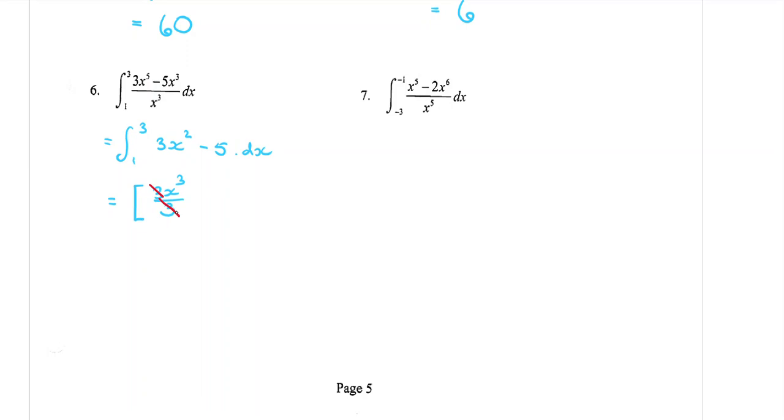Yeah. Okay. Then the minus 5, I need to add next to that. So minus 5x, that's between 1 and 3. Okay. Sub in the 3 first. It would be 3 cubed minus 5 times 3, minus, sub the 1 in, 1 cubed minus 5 times 1. What's the answer? 16. Perfect.